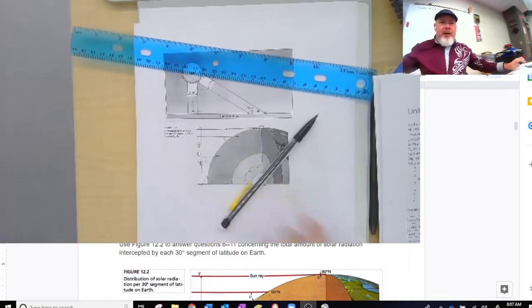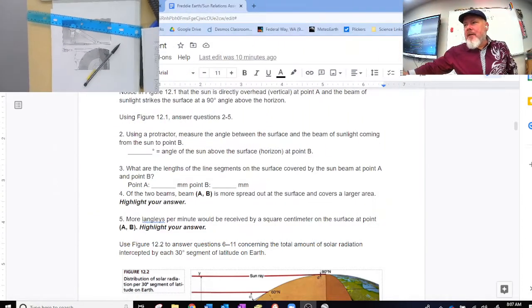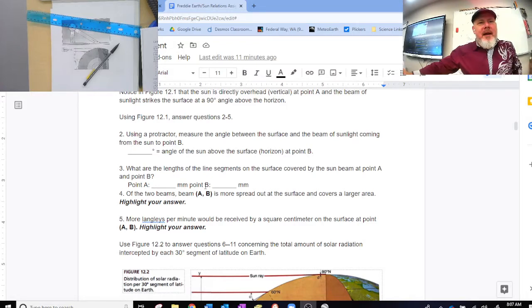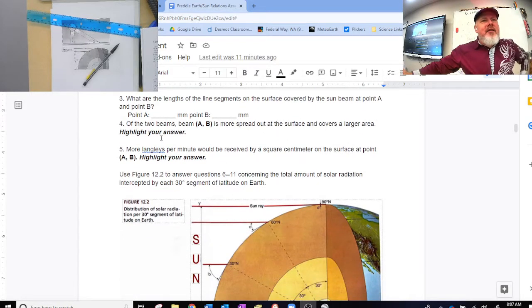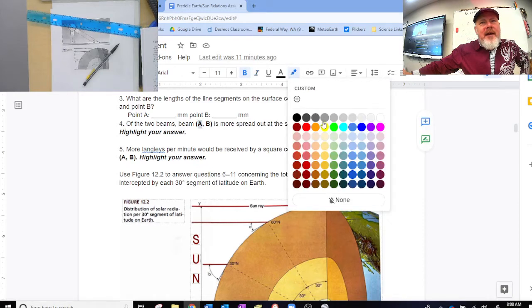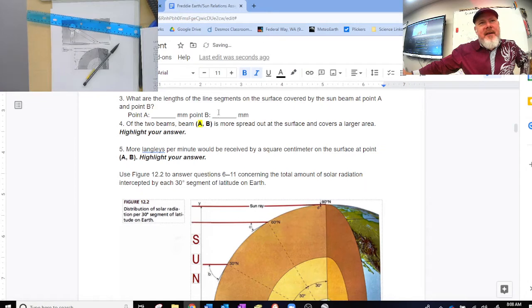So you're going to put that into your lab where question number 3 is, point A, point B, how many millimeters. Then it says that the 2 beams, A or B, which one is more spread out and covers a larger area? Okay, and it says highlight your answer. So basically what you see right here, it has a little highlighter tool. You're going to click on that and get your yellow right here. And if you think that A covers the biggest surface, you're going to click on that. And you're going to go up here, highlight it with your mouse, and then click yellow, and that's how you're going to highlight it. Or if you think that it's B, you're going to highlight the B.